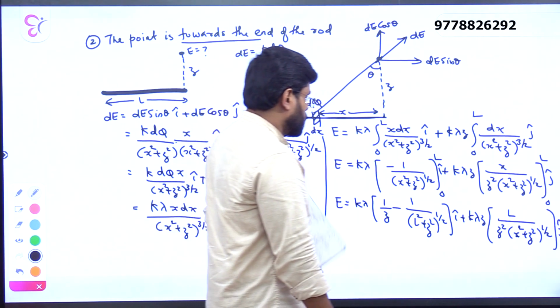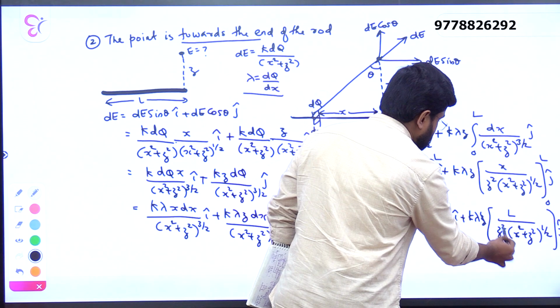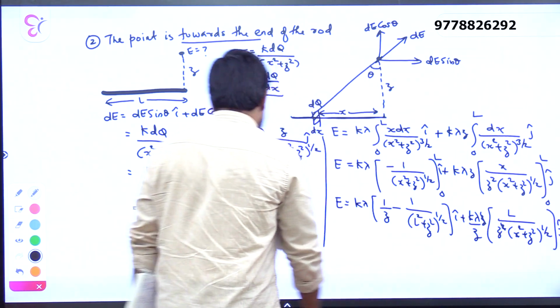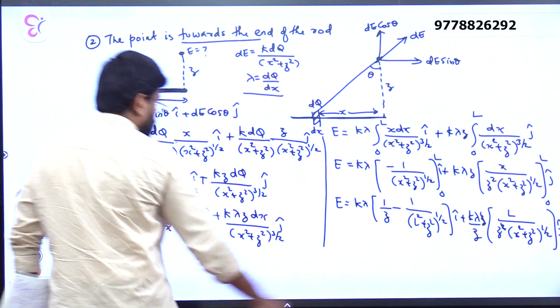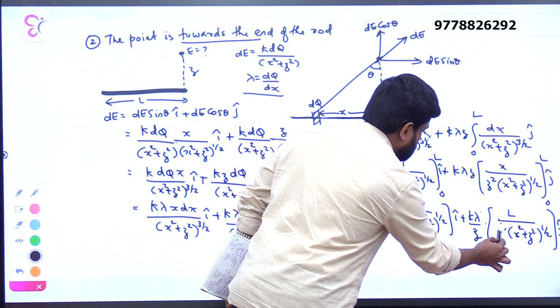Clear? So if you just cancel this z, it will be k lambda by z. It will be k lambda by z also. So it will be easy. It is a k lambda by z.